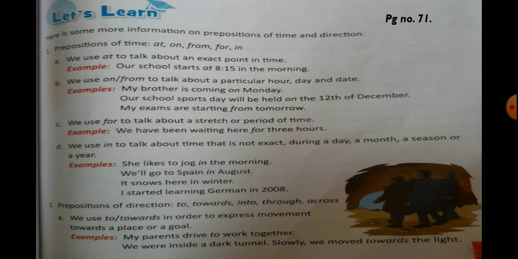Number D. We use in to talk about time that is not exact. It might be during a day, a month, a season or a year. For example, she likes to jog in the morning. So at which point of the day does she like to jog? She likes to jog in the morning. We will go to Spain in August. It snows here in winter. I started learning German in 2008.